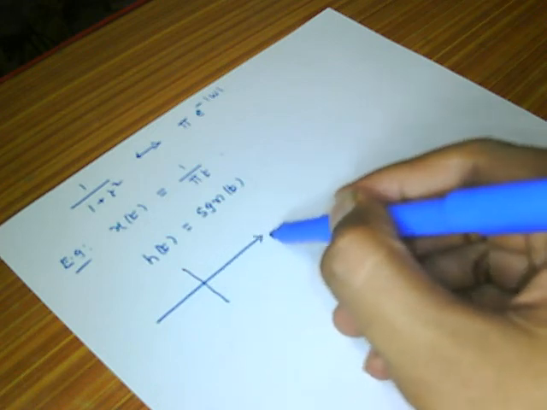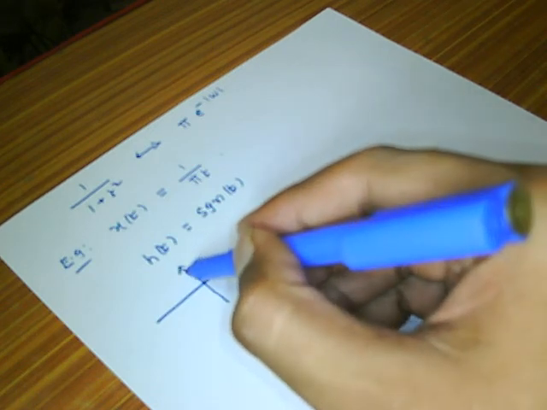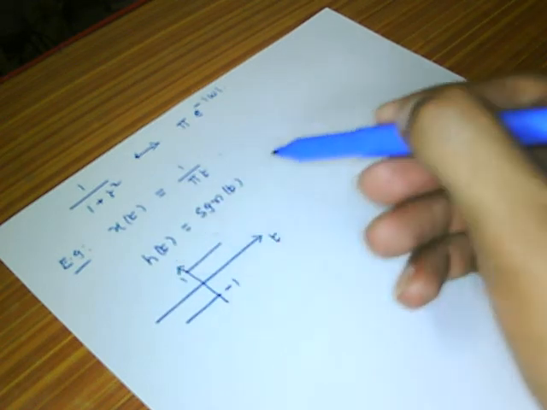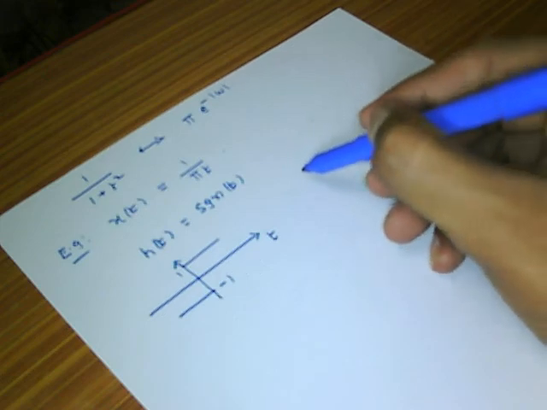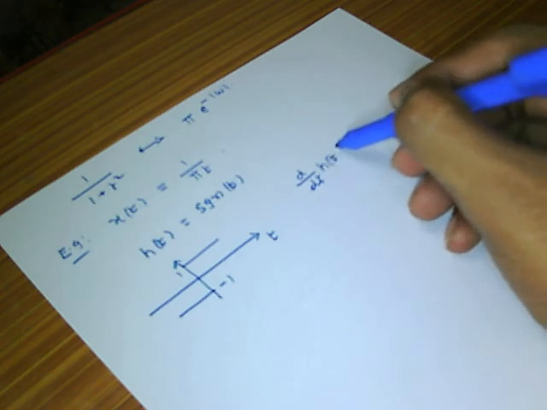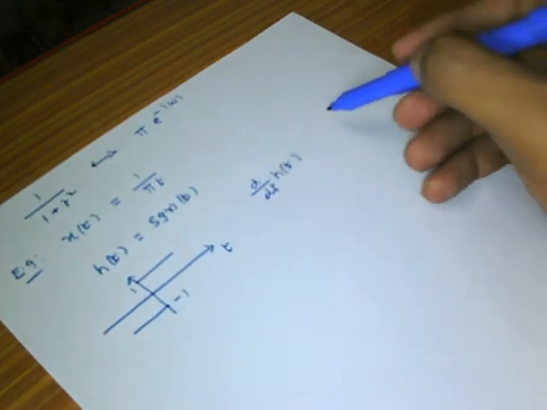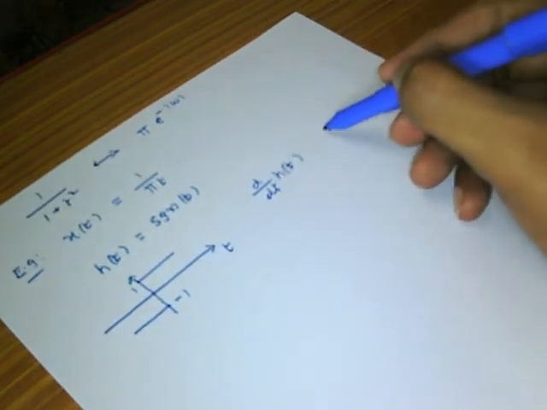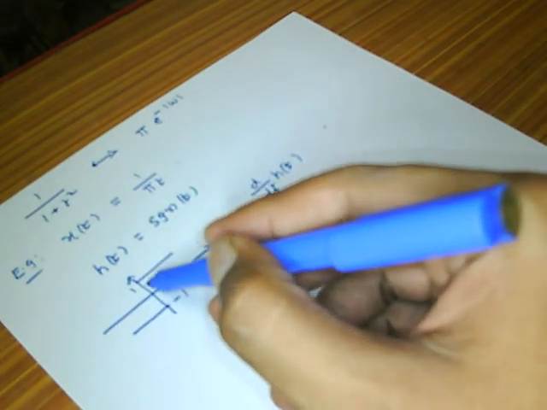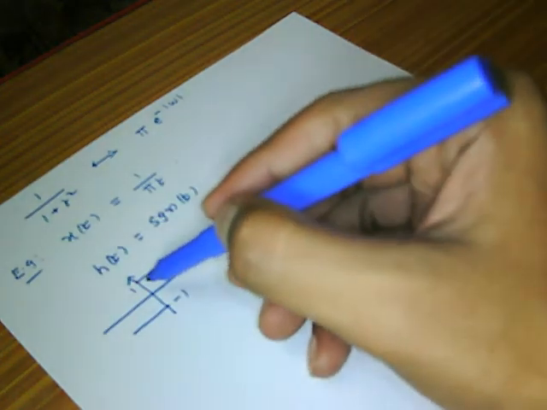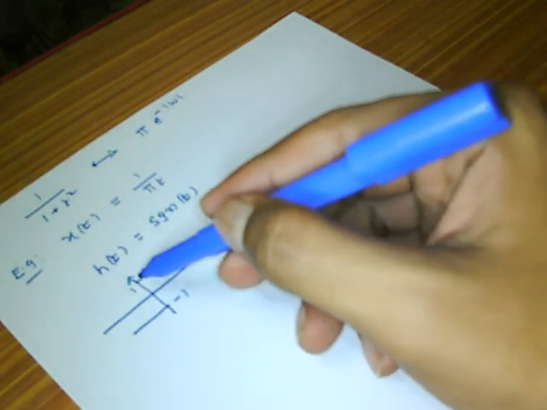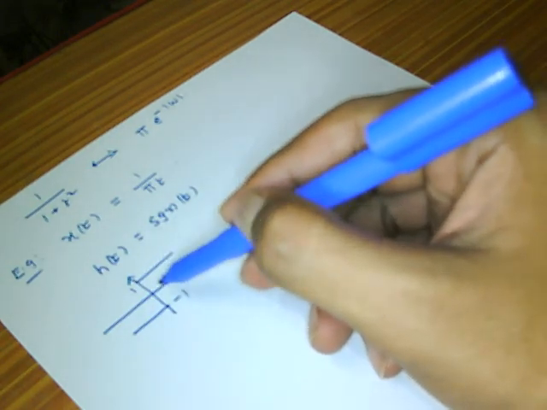So let us see how the signum of t looks. We know that signum function will look something like this. So this is our h of t. So what will be d by dt of h of t equal to? Wherever there is discontinuity, you have to replace with a Dirac delta. Because it is a positive jump, we have to replace with a positive Dirac delta with strength 2, because it is jumping from -1 to +1.